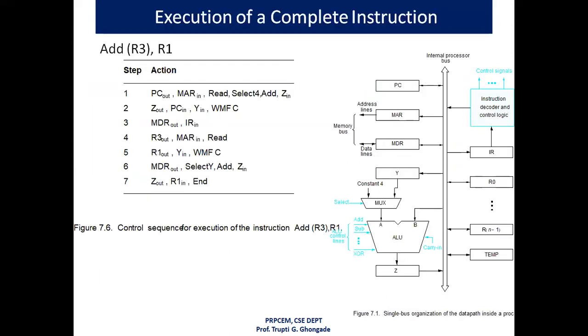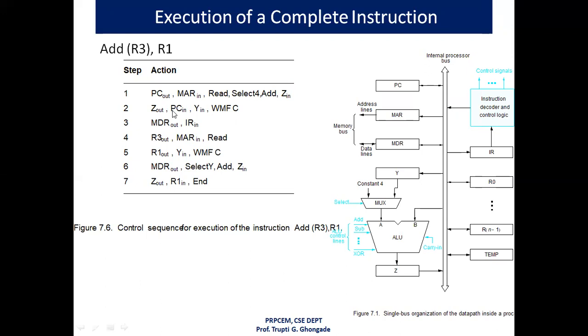In the previous lecture, we saw this instruction: Add (R3), R1. That means adding the contents of the location addressed by R3 with the contents of R1. Here R3 acts as an address. The address held by R3 points to some data which we have to add with R1, storing the result in R1. Here, consider the sequence of control signals.